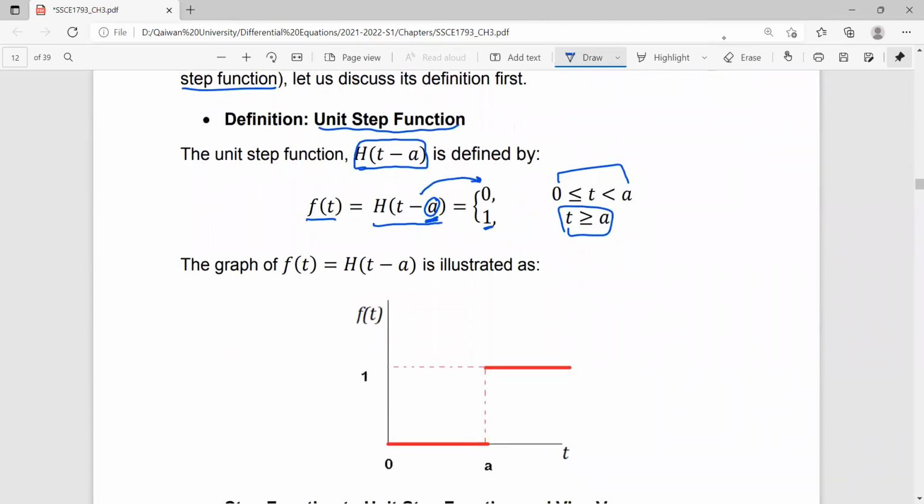For example, let's take an example. If we have h of t minus 4, it equals 0 if t is greater than or equal to 0 and less than 4, and it equals 1 if t is greater than or equal to 4.